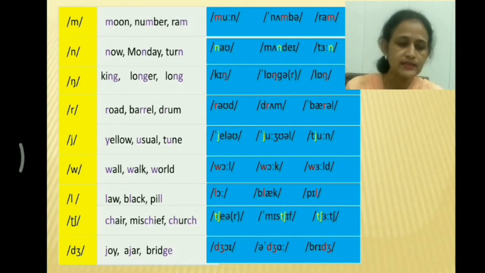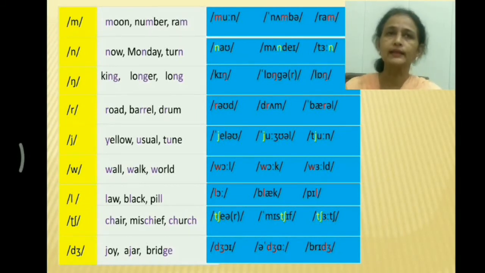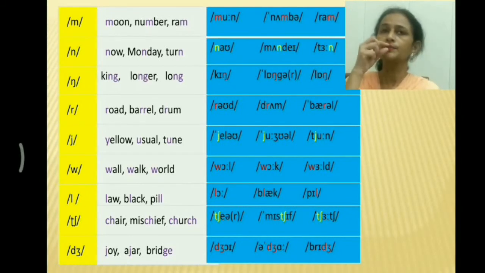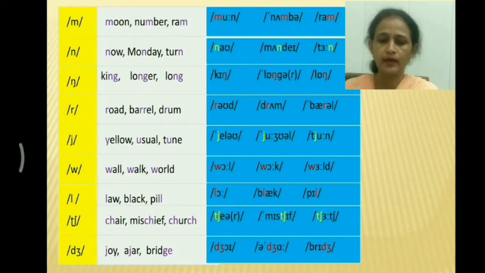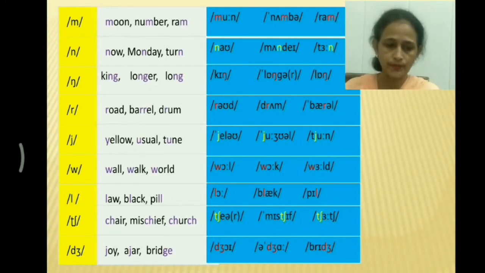The next symbol that looks like the letter N but is curved at the bottom has the sound ng. See, the lips are wide apart. Ng, as in sing, longer, long. The symbol in IPA that has the sound ng has been written in maroon.